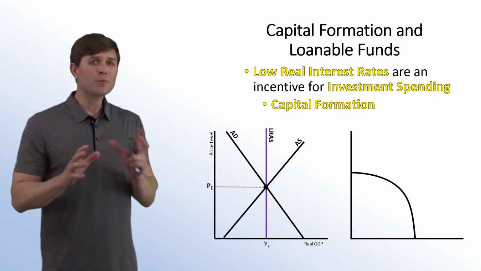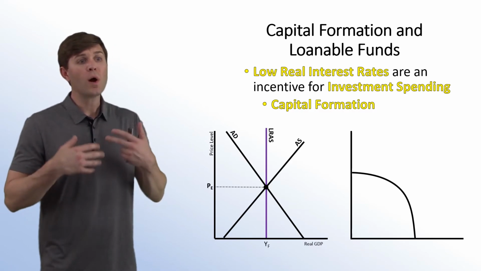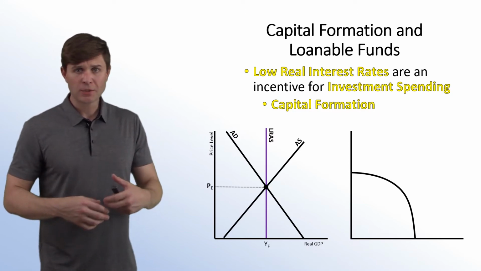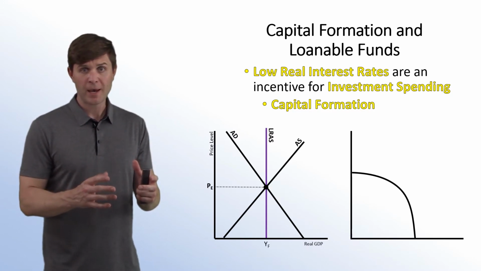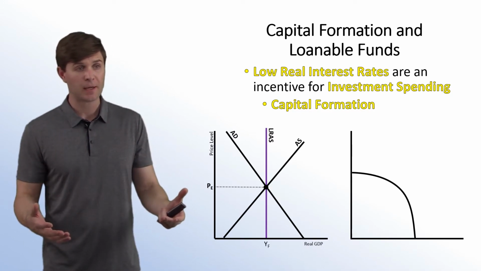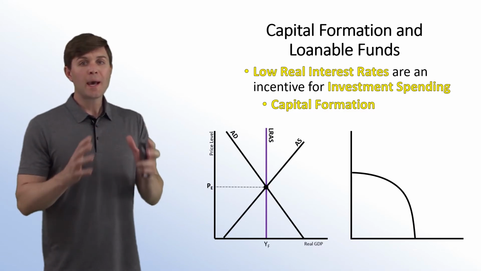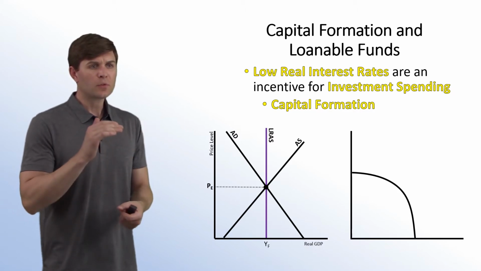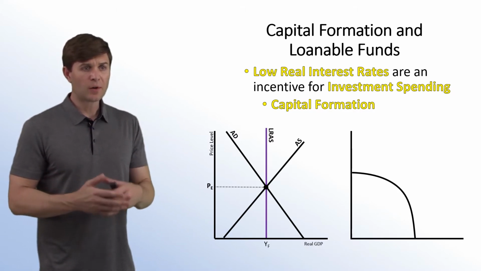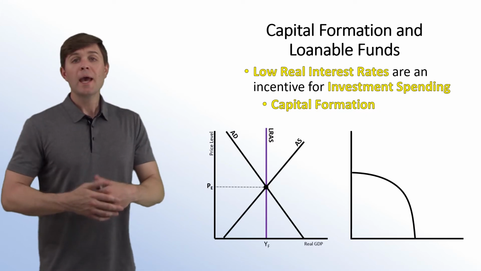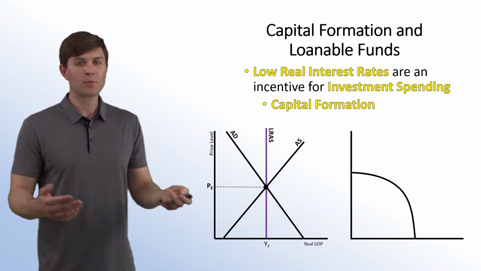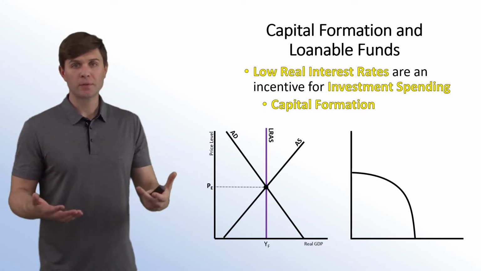All right, now there's a couple different ways these questions usually go. One usually has them dealing with capital formation and how loanable funds impacts that and how economic growth is impacted by that in the end. So capital formation is a real important concept and how that leads to economic growth. So low real interest rates are an incentive for investment spending, and that investment spending usually leads to capital formation. When capital formation increases, we're going to see economic growth.